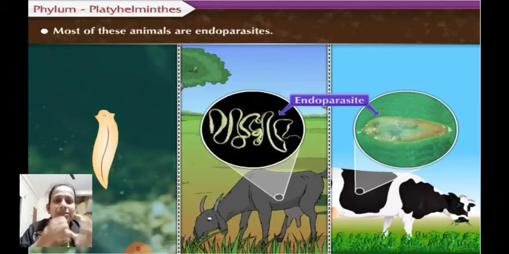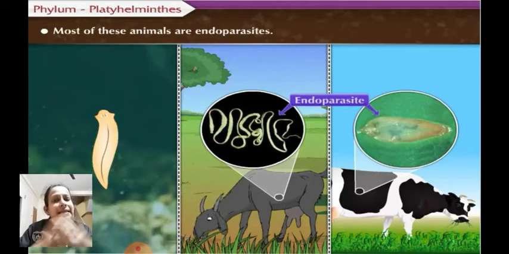A parasite is the one which lives either within or outside the host organism and derives the nutrition for itself, whereas it does not give anything to the host organism. Host organism means the animal in whose body these organisms are staying. Those who are staying are called parasites. So these parasites suck the nutrition of the host organism. So in this case, they have a parasitic mode of nutrition and they are endoparasites.